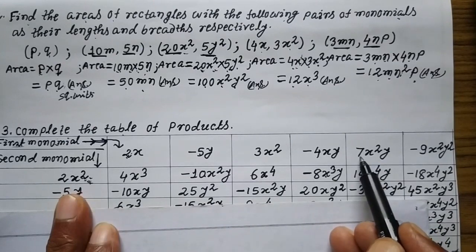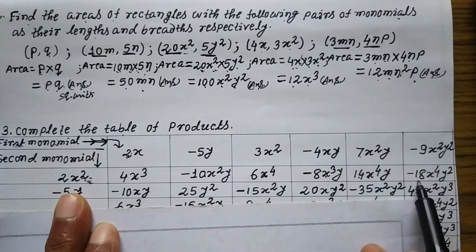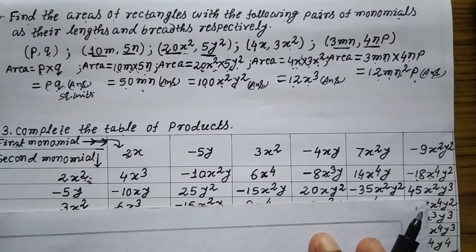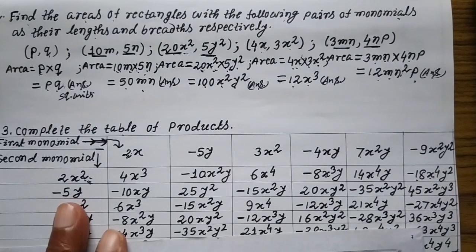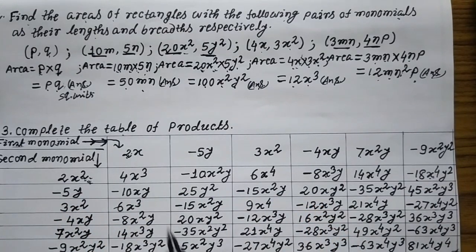2 times 7 is 14 and x4 and y. 2 times 9 is minus 18 x4. This is the result. So if you multiply one by one, all the results will come. Okay? Like that. I have already done this, you can watch this workout. So pause the video and note down one copy on your copy.